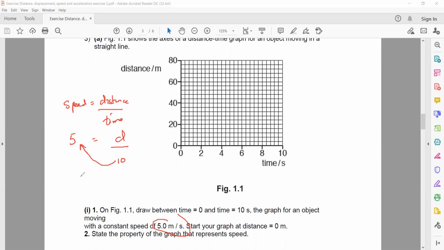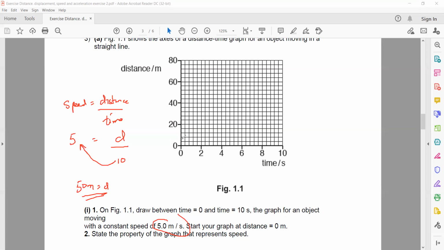So this 10 is divided; on the other side, it will be multiplied. So 10 multiplied by 5 is equal to 50 meter. So this object will cover 50 meters in 10 seconds. So when it is at 10 seconds, it will cover 50 meter.